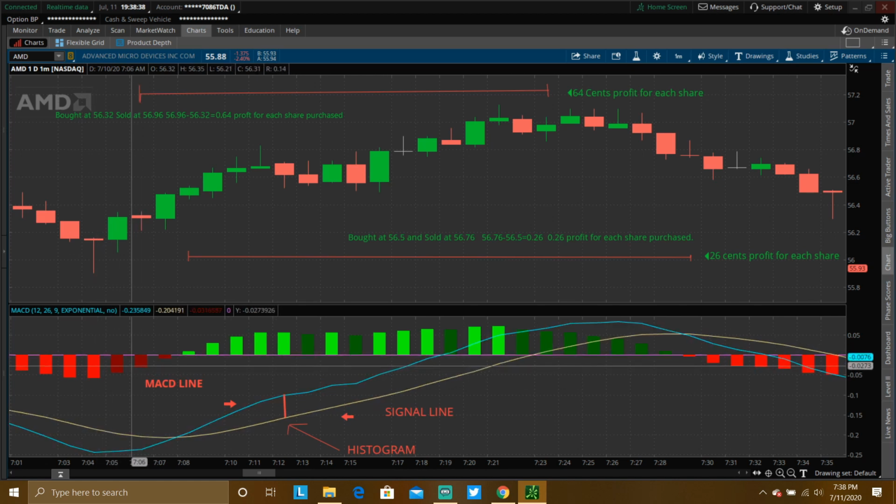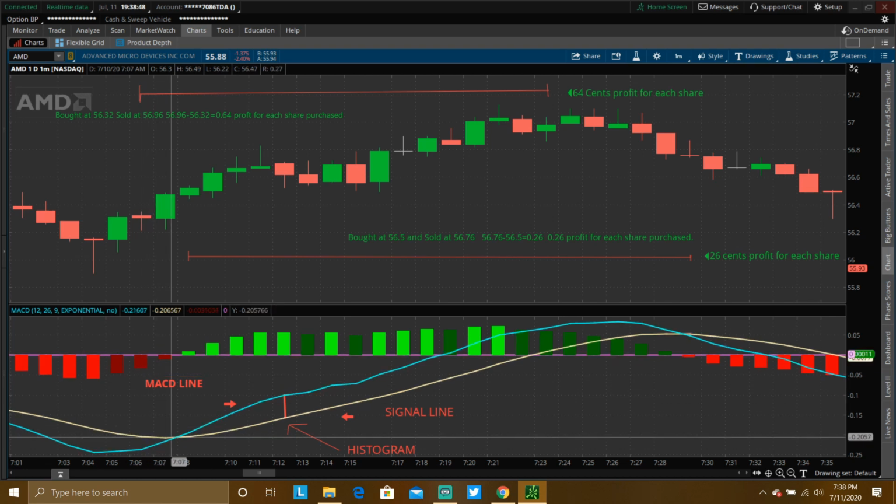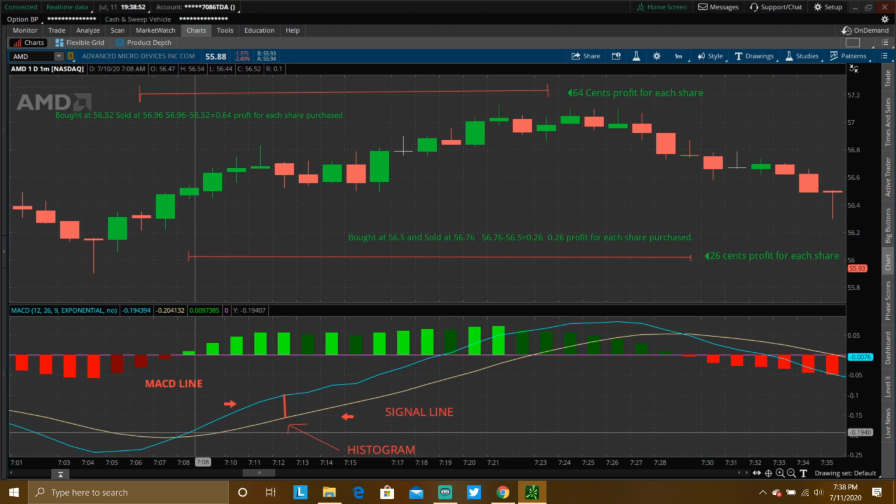So I buy on the second dark red one, and I put about 25% of what I was going to put. So I put 25% here, and then the rest I put once we finally cross over the signal line in the upwards direction.